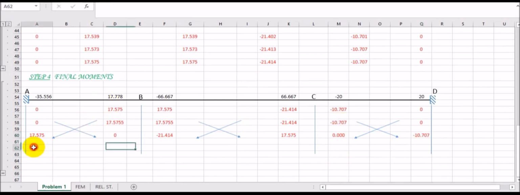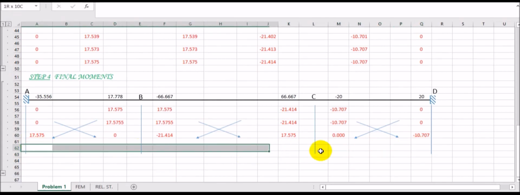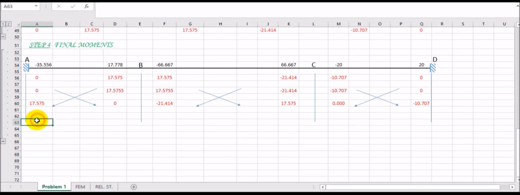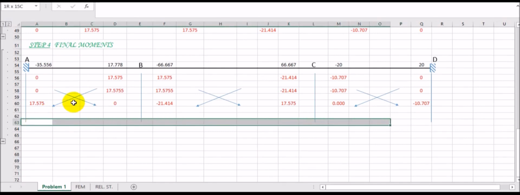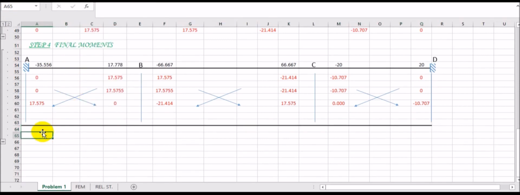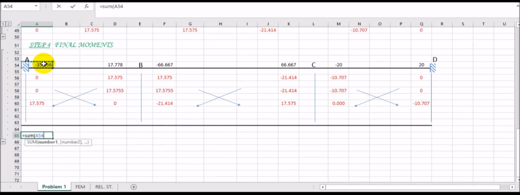Okay, so to find final moments now you just have to add them. What you do is you add them, is equal to summation of moments, summation from this to this.